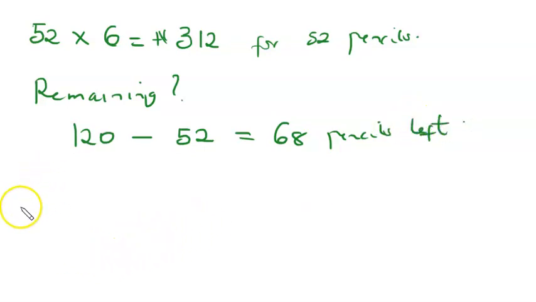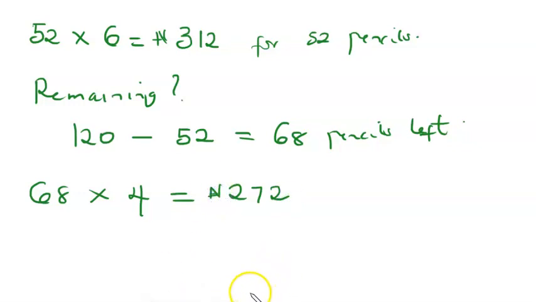Now, the question says she sold these 68 at 4 naira each. That means we have 68 times 4. Is that not so? Because she sold each of them at 4 naira. That means 68 in 4 places or 4 in 68 places. So how much will that be? We have 60 times 4 gives us 240 plus 8 times 4, that's 32, right? 240 plus 32 gives us 272 naira.